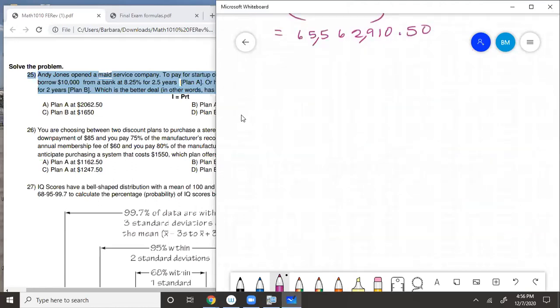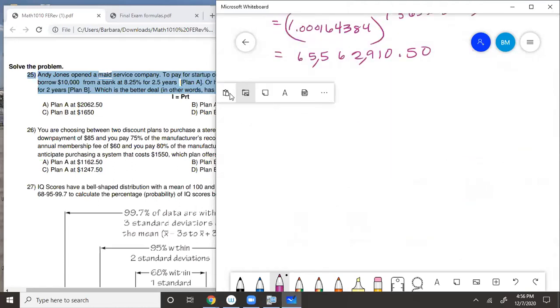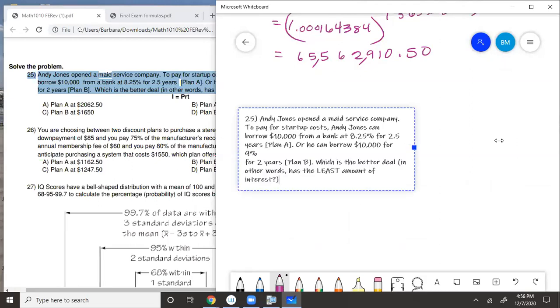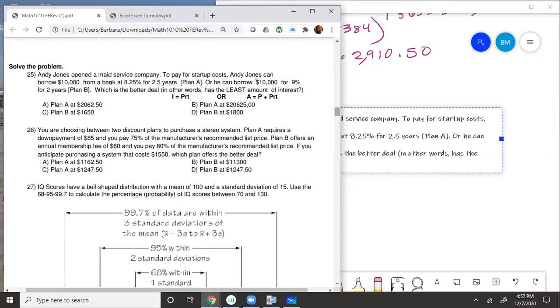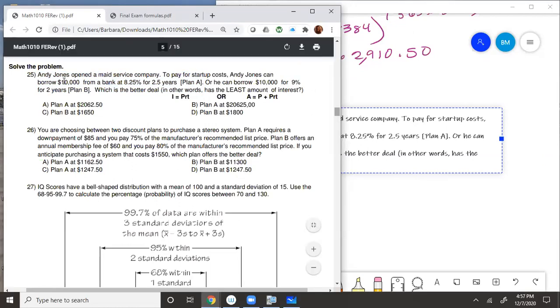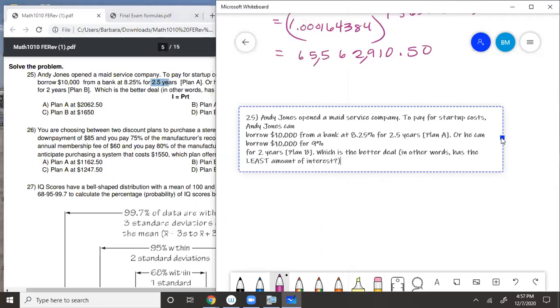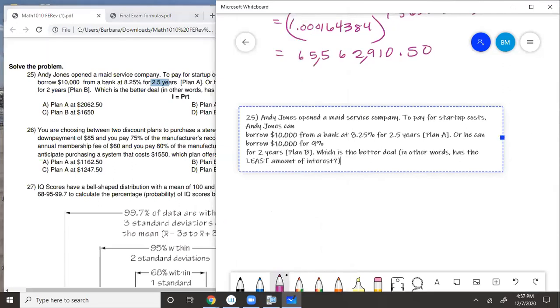Don't we just multiply all of those? I equals PRT. We want to see what we borrowed. So we have P is 10,000. The rate is 8.25. We have time 2.5. And so we're going to compare the interest, right? Yeah, we just multiply everything. Okay, and then the other one.